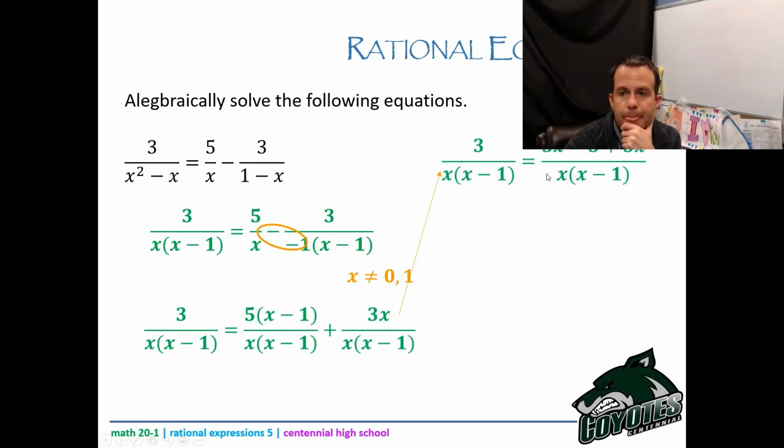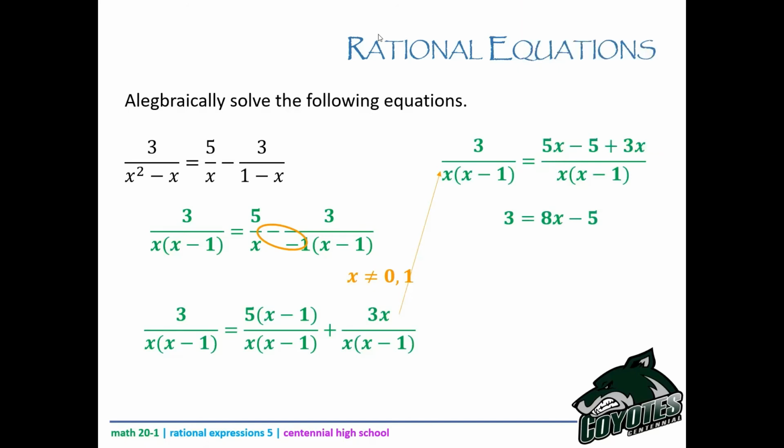Okay. So now I have the same denominators. I'm ready to pull the numerator out. So I have 3 equals 5x minus 5 plus 3x. And then what I did there is I just stuck the 5x and the 3x together to be 8x. Okay, I'm just going to get rid of my big old head there for a sec. Make sure you guys can see that.